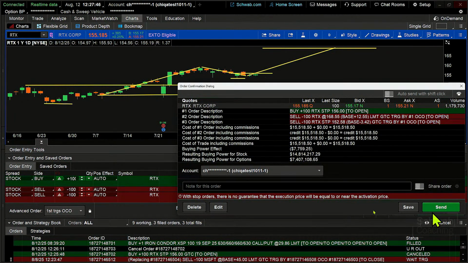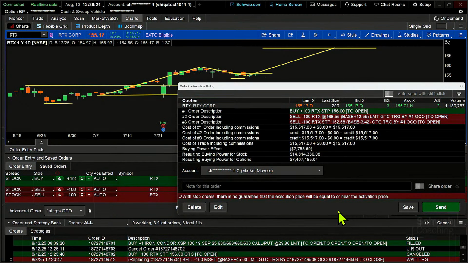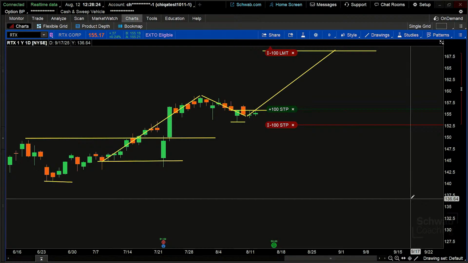So now I'm going to go to confirm and send, and I'm going to read through this order and make sure that this is what I want it to do. Buy 100 shares of RTX with a buy stop of 156, then sell it at 168.55 if it goes up to 168.55, or sell it at 152.58 if it comes down against us. And if it does either one of those, cancel the opposite side. So we've created kind of an if-this-then-that structure, and I'm going to put this in my market movers group just so I can segregate this particular trade. We'll go ahead and click on send, and we'll fire this order off.